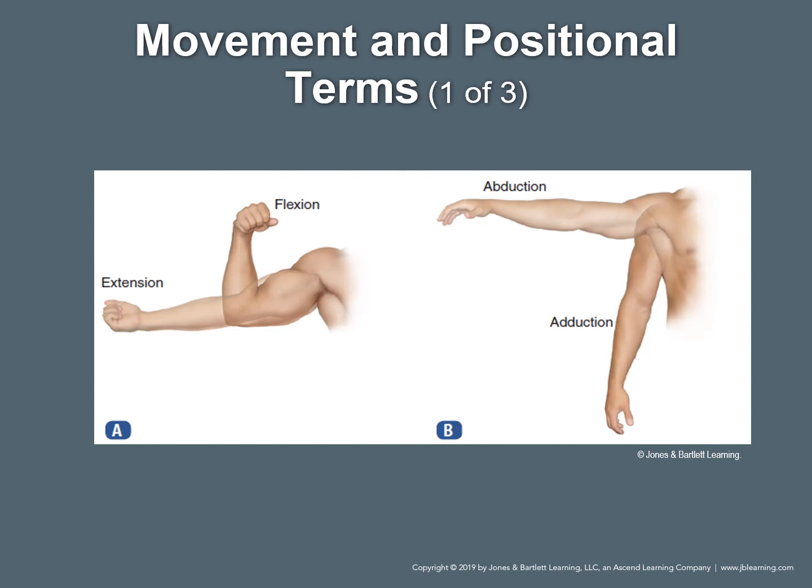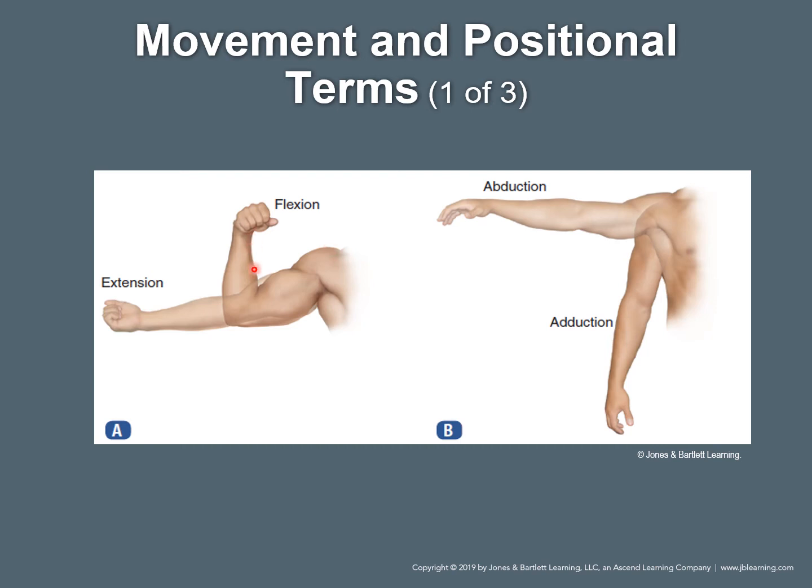Movement and positional terms. Range of motion is the full distance that a joint can be moved. So flexion is moving the distal point of an extremity towards the trunk. That's right here. You are flexing those muscles, okay? When you pull the distal point, which is the furthest away, that would be the fist here, towards the trunk, that is flexing, okay?